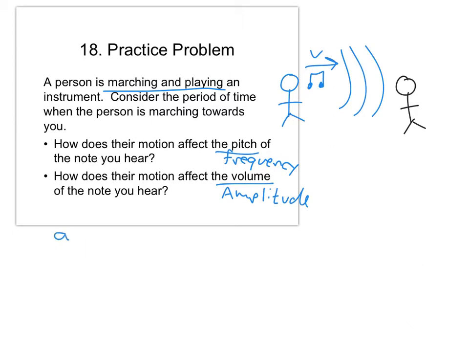So to answer that first question, the pitch is affected. That's the whole idea of the Doppler effect. The motion towards means that the frequency is increased, and so their motion will increase the pitch. So technically, if someone in a marching band is marching towards you playing a musical instrument, the pitch that they are actually playing and the pitch that you hear are not going to be the same. You might hear a pitch that's slightly higher than it's supposed to be.